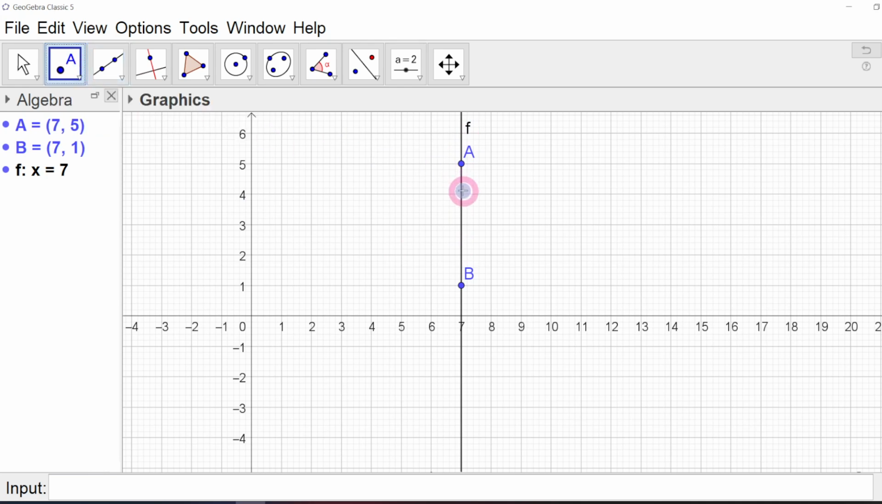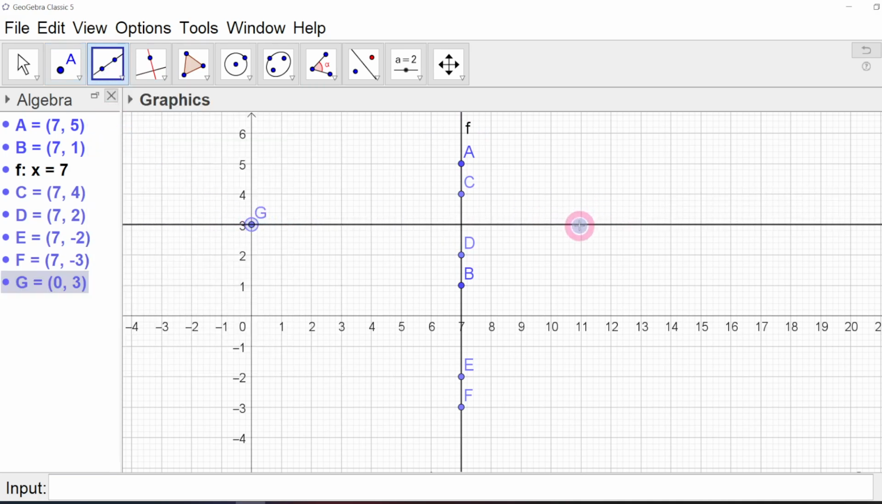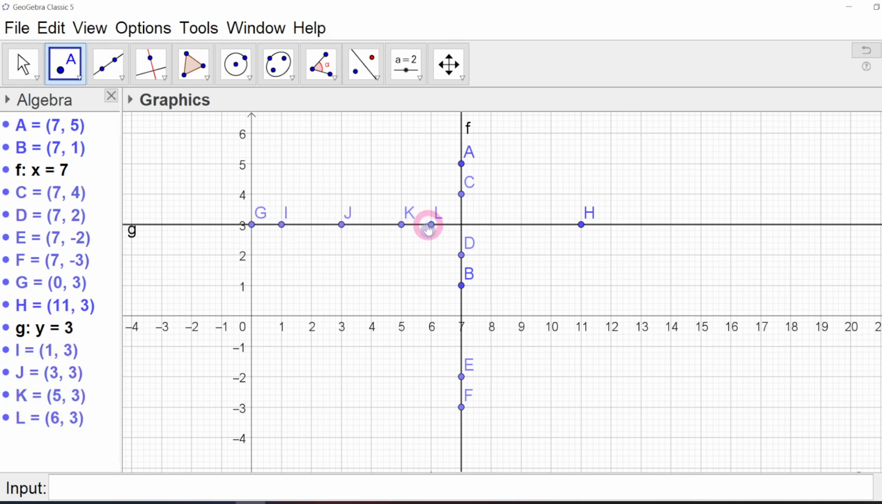Any point that lies on this straight line has a similarity: all the x coordinates are equal to 7. So the equation of this straight line is x equal to 7. If you have a horizontal line, for example like this, what's the equation of this horizontal line? Y equal to 3, not x equal to 3, but y equal to 3. All the points that lie on this straight line, you will notice that their y coordinates are always equal to 3. Therefore, this straight line is y equal to 3. Okay, remember this. Horizontal line, y equal to something. Vertical line, x equal to something.